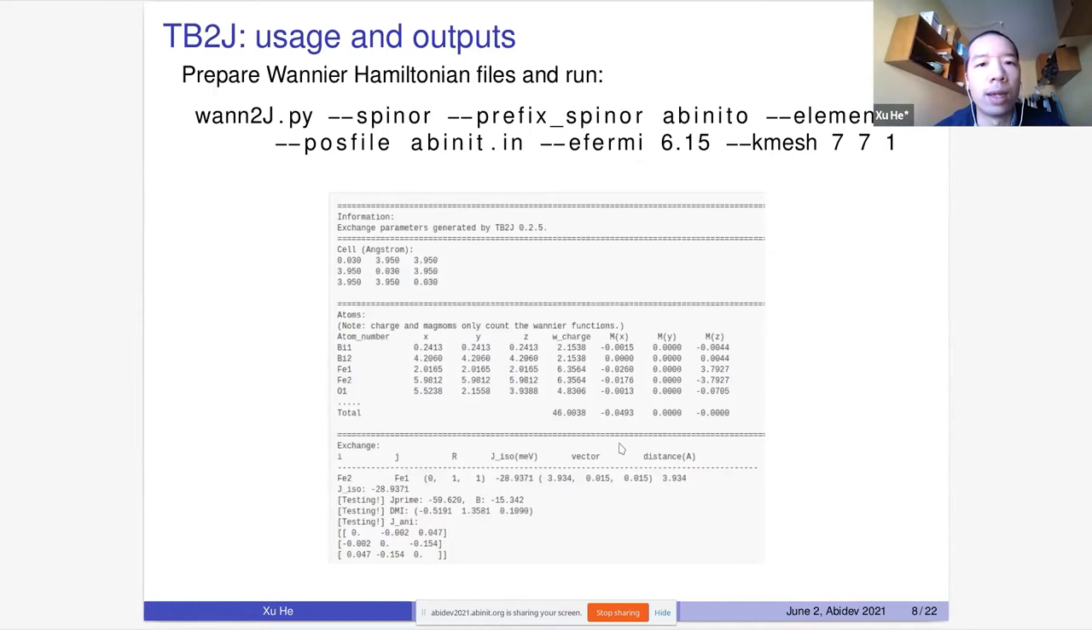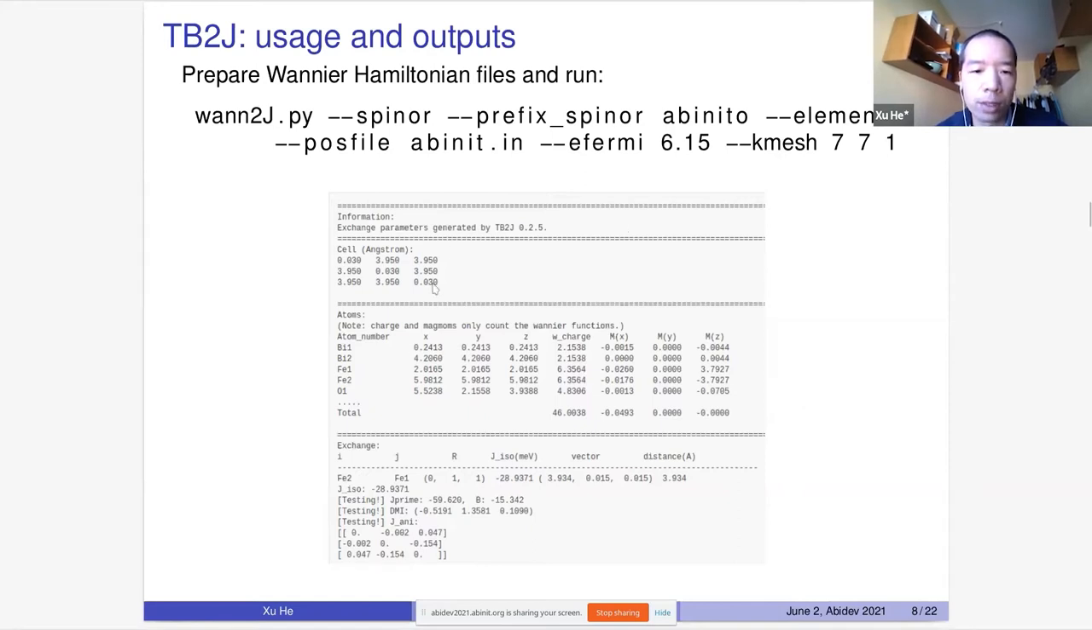And in practice, if we have the DFT result, it is very easy to do this. First, we need to prepare the Wannier function Hamiltonian files. And then we can run this command from TB2J, which is wann2J.py. We tell the code it's a spinor Hamiltonian, and the prefix of the files is abinit, and the magnetic element is here. In this example, it should be iron, and the crystal structure is in this file, with the Fermi energy and the k-mesh we are using.